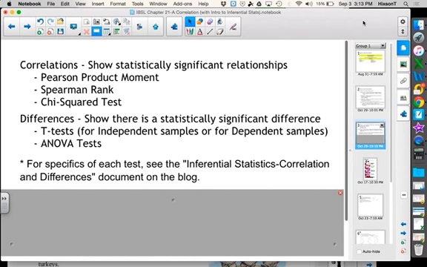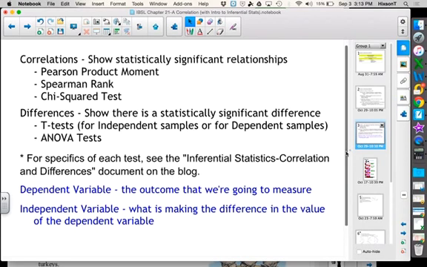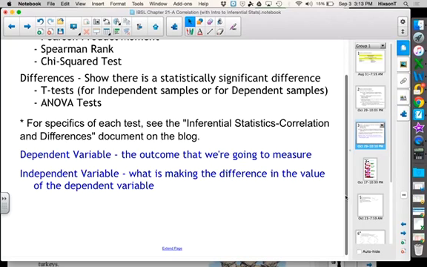One thing that you need to make sure you identify in any of these tests is what the dependent variable and what the independent variable are. Okay? The dependent variable is the thing that we're trying to measure, the outcome. And the independent variable, which you may sometimes hear called the experimental variable, is the thing that we're manipulating or changing to see what effect it has on the dependent variable.